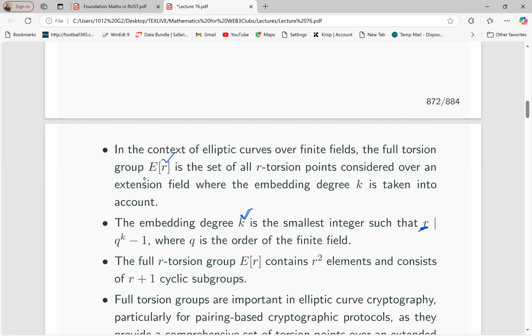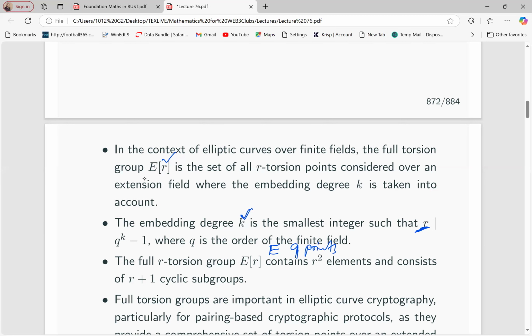And of course, this integer r, we began by finding it. Okay, let me remind you what r was. First of all, we have the elliptic curve. And this elliptic curve, supposing it has 9 points. And this is the example we did.